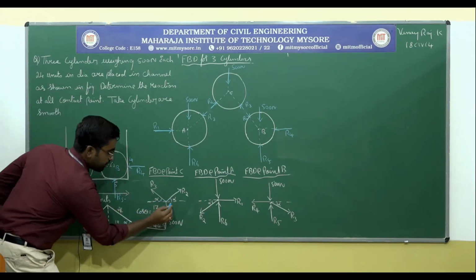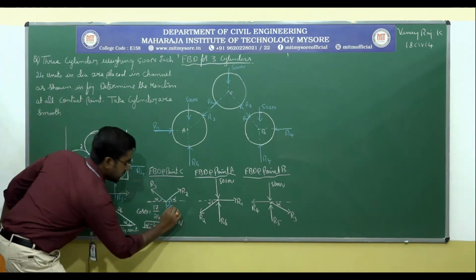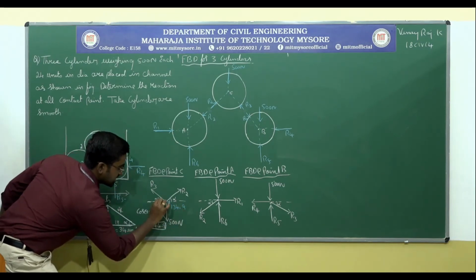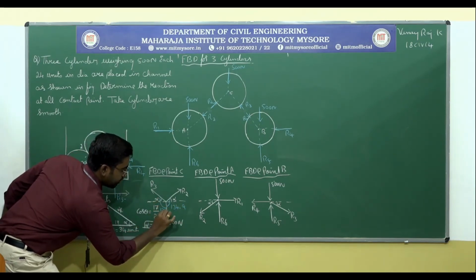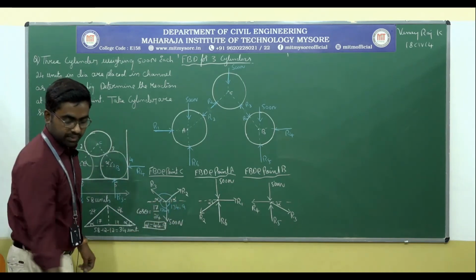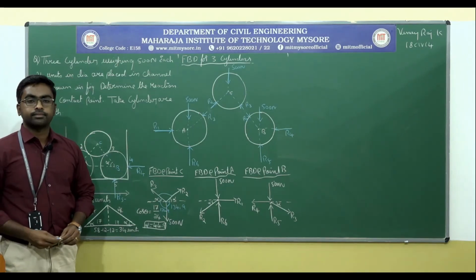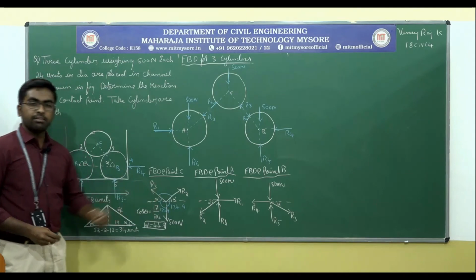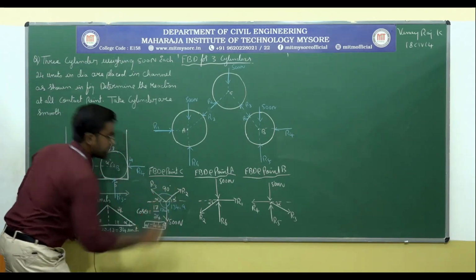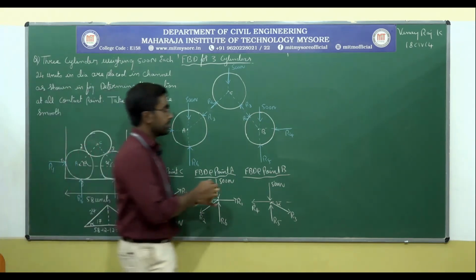So this is 44.9 and this is 90. 90 plus 44.9, it is 134.9. So even this angle will be 134.9 and the remaining angle will be 90 degrees. Okay. Now let me apply Lami's theorem for this free body diagram.